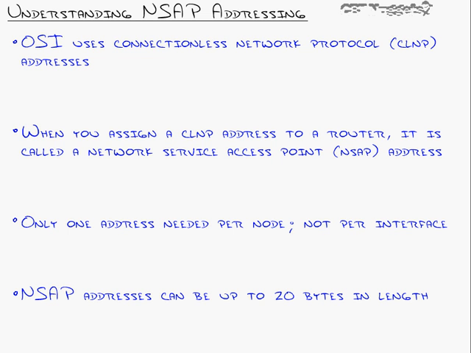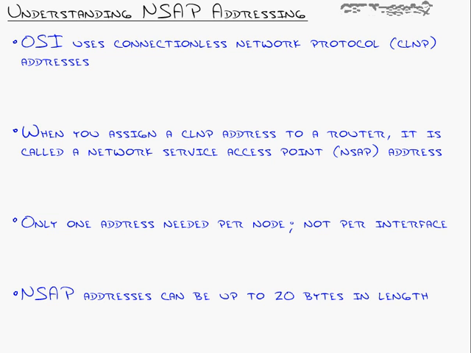The fact is that OSI uses these things called connectionless network protocol addresses, or CLNPs. That's the equivalent of IP in the TCP/IP protocol stack. It's connectionless, it's unreliable, it's just a protocol that puts a source and destination address on there. Now, CLNP addresses can be assigned to a router, but when you do, they change names. Whenever you assign a CLNP address to a router, they call it a Network Service Access Point address, or an NSAP address. That's where this NSAP comes from.